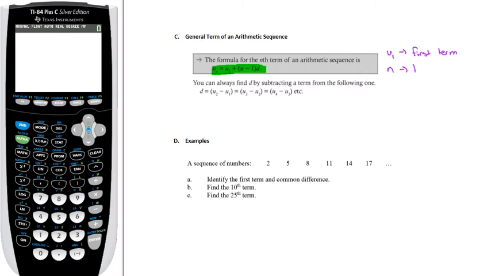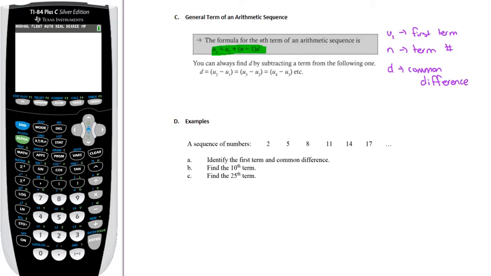N is the term number. So not the value of the term, but where it falls in the order. And d is the common difference. The cool thing about arithmetic sequences is that you can always find d by taking consecutive terms and subtracting them. So the common difference will be equal to u2 minus u1, or u3 minus u2, u4 minus u3, etc. That's a very reliable way of thinking about an arithmetic sequence.